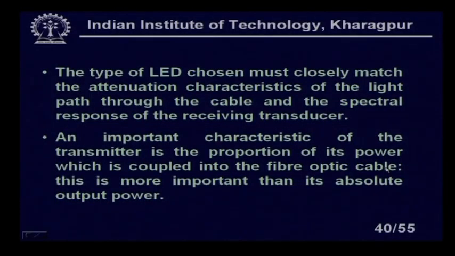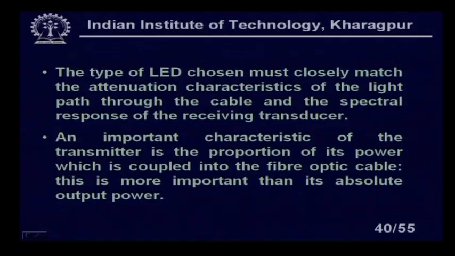That means, as I told you, linear characteristics: the amount of light that falls and the current that is generated are linearly related. That should be the case at the receiver end. In the case of the transmitting end, the amount of current should be directly proportional to the amount of light which is going to be launched through the fiber optic cable.